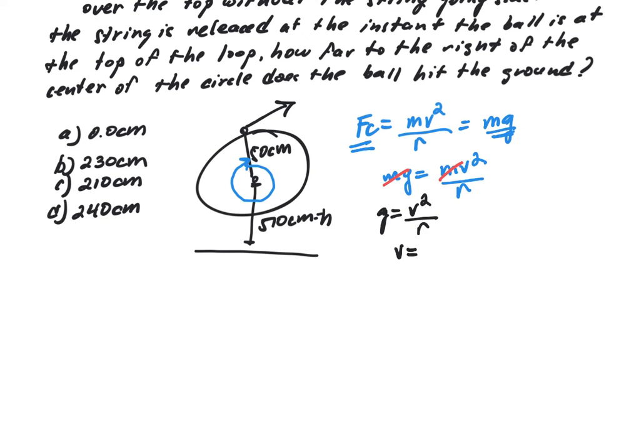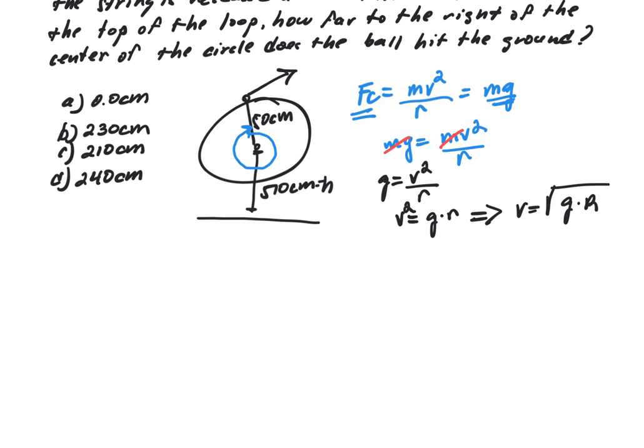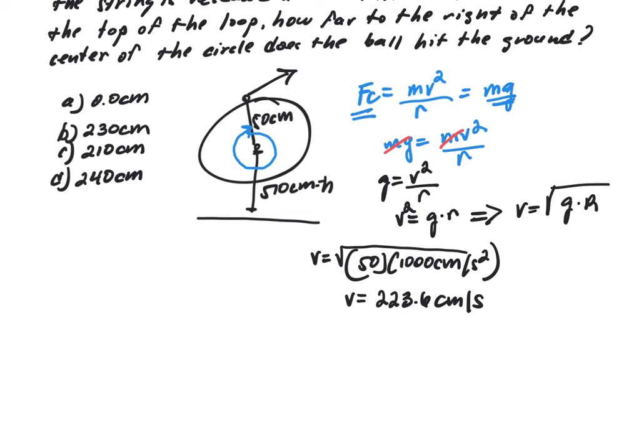So v squared equals g times r, which gives velocity equals square root of g times r. So when we solve for the velocity, we're gonna have square root of 50 and then 1000 centimeters per second squared, which comes out to velocity is gonna be 223.6 centimeters per second. So this is the tangential velocity.